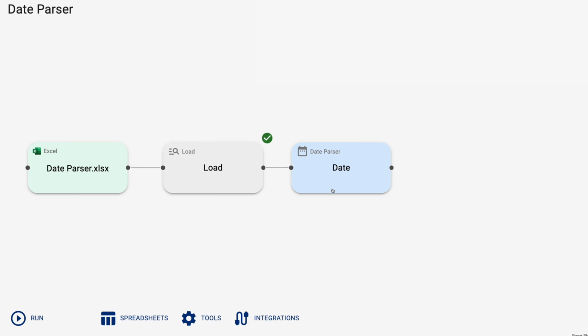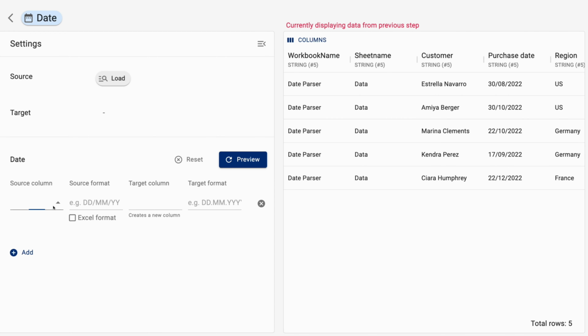How to do it with Casetak is, first choose the date column. Type down how the current date is formatted. In this example, day, month, year. Name the target column for transformed dates.